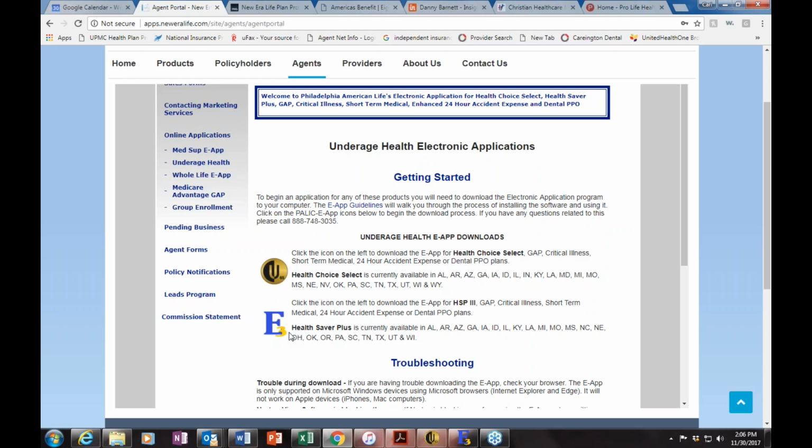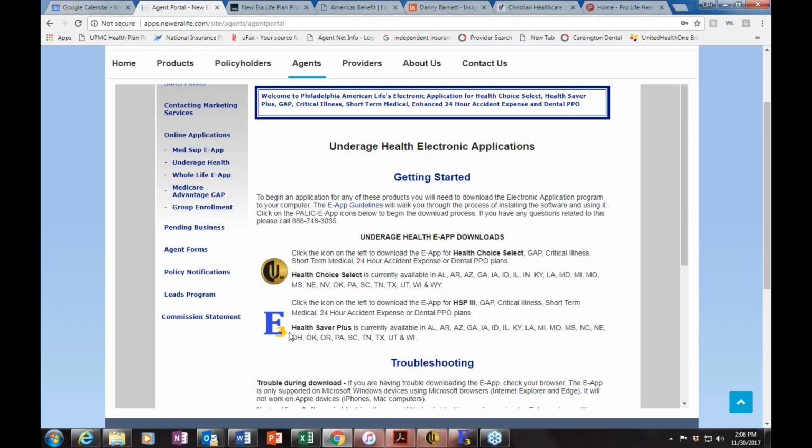The other thing too is that sometimes, depending on your antivirus software, it may think it's a virus. It is not. If it blocks you from downloading it, you can just disable your antivirus software, download the e-apps, and then enable it right away. It only takes a couple of minutes.